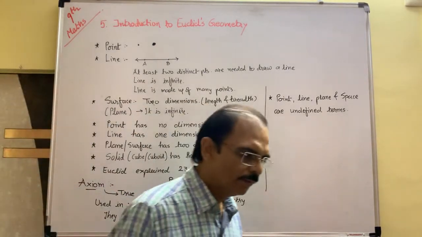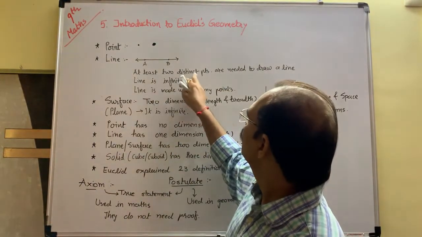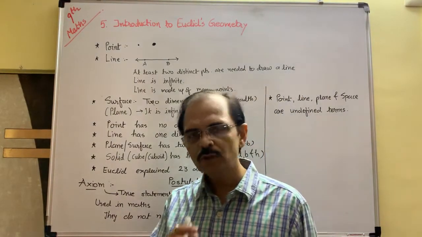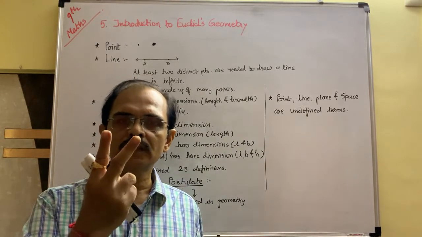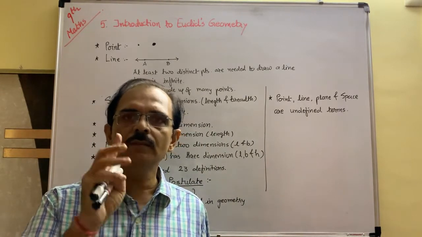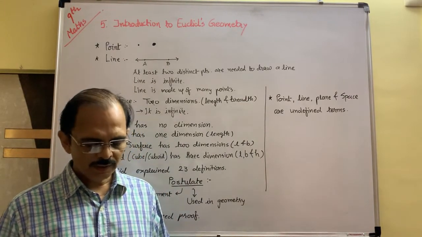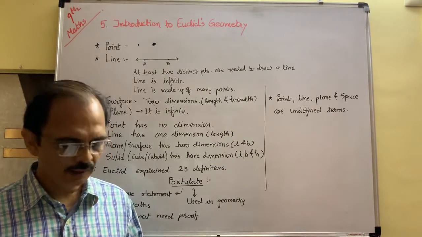Some axioms and some postulates are also accepted. For example, at least 2 distinct points are necessary to draw a line. This is a postulate. If you want to draw a line, you need 2 distinct points. Distinct means different. Is it okay? So some postulates are given. Euclid's axioms are given on page number 81.